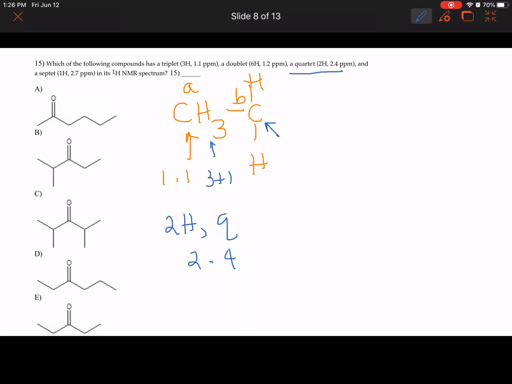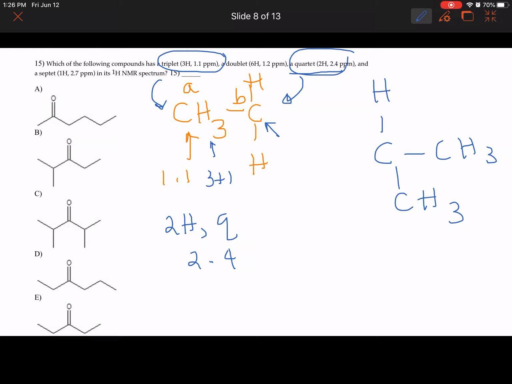So these two pieces, where it says a triplet 3 hydrogen and a quartet 2 hydrogen, are this piece that I just drew. Right? It complements each other. 3 hydrogen triplet, 2 hydrogen quartet. And then what else do we have? We have a doublet, 6 hydrogen, a doublet. Meaning we should have a part like this in our molecule. There are 6 hydrogens, they are in the same environment, and this carbon should have only 1 hydrogen.